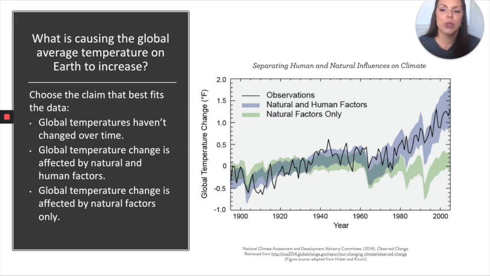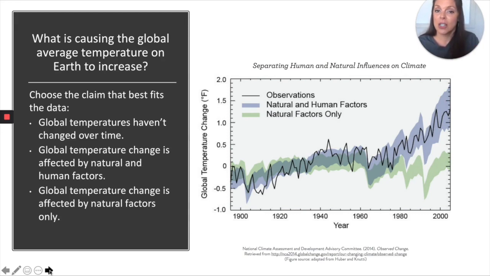If you chose global temperature change is affected by natural and human factors, great job. So that would be a very good claim to make based on this data. Why are we making that claim? We're making that claim because as we look at the temperature change, the black line, we see that it is very closely mirrored by the line that's purple, natural and human factors. So we do believe that natural and human factors are changing global temperatures on average.